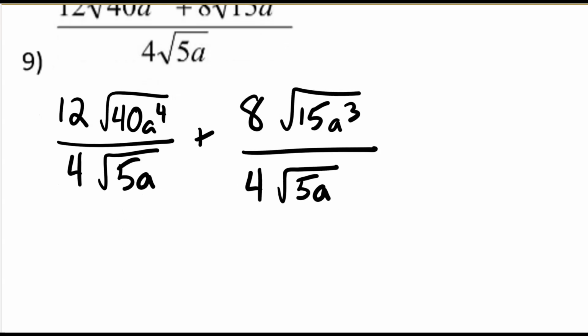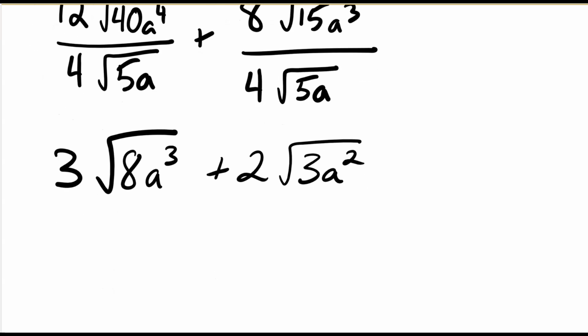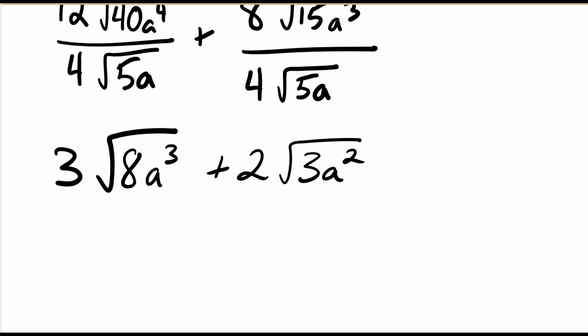So in this case, I could divide the outsides. For the first one, 12 divided by 4, easy, 3. And then for those 2 radicals, again, if I write them under the same radical, 40 divided by 5 is 8a to the 4th divided by a, which is just a cubed. Similarly, I could end up with 2 times the square root of 3a squared. And then I try to simplify from there.